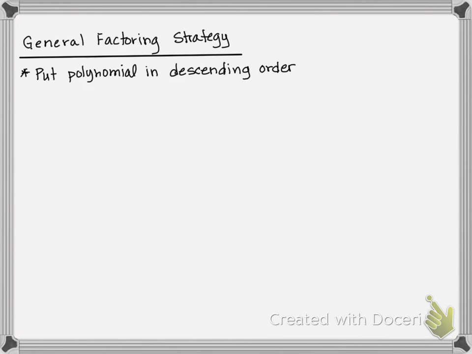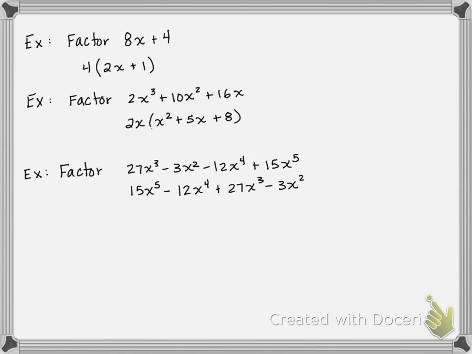So then the next thing to do is to factor out the GCF. In this case, what's my GCF? 3x squared. Yep. So 3x squared, and I get 5x to the third minus 4x squared plus 9x minus 1.